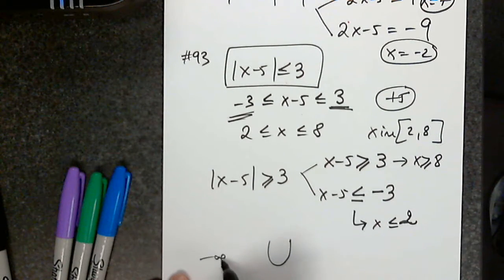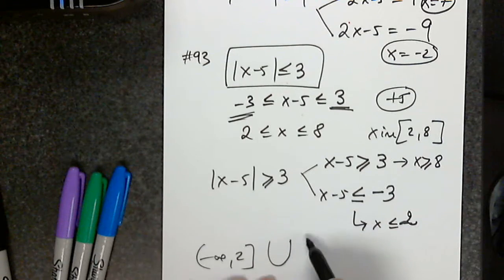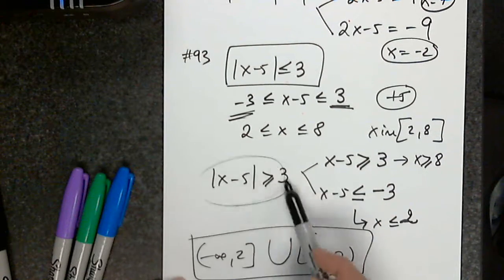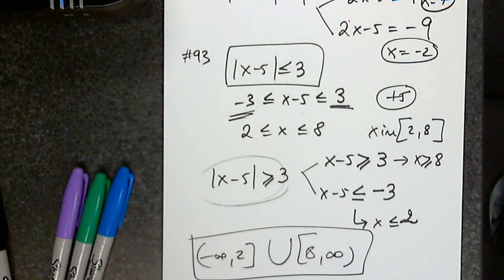Less than or equal to 2 is negative infinity to 2, and greater than or equal to 8 is 8 to infinity. So this is the solution for this with a reversed symbol. This was 93, 91.